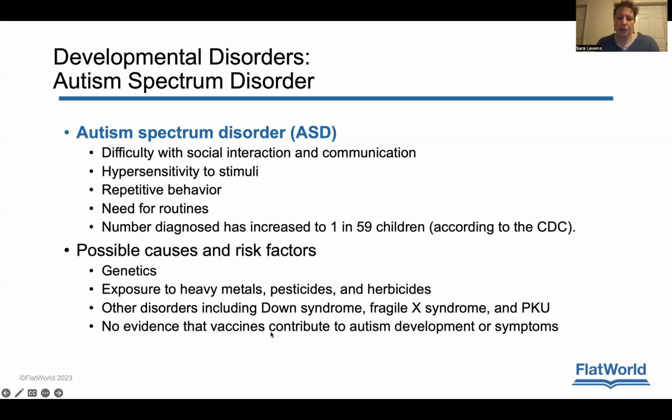Other disorders, including Down syndrome, Fragile X syndrome, and PKU, are often present along with autism spectrum. And as I stated before, there is no evidence that vaccines contribute to autism.